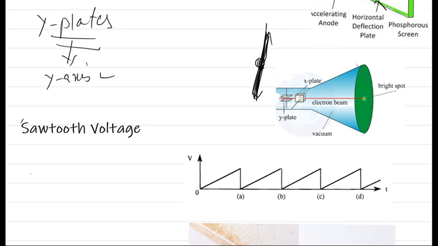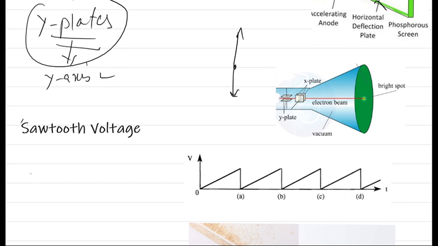When we provide the input to the Y plates, what will we observe when the X plates are not working? Just consider that the X plate is off, we're not providing any supply to the X plates. When we provide the input through the Y plate, it gives the spot movement vertically, up and down. That will be more clear when I show you in the animated video, how to take the readings and how it works.